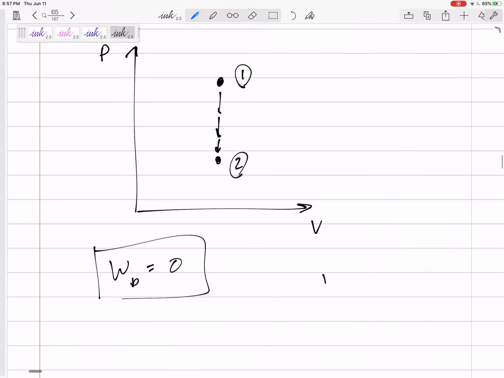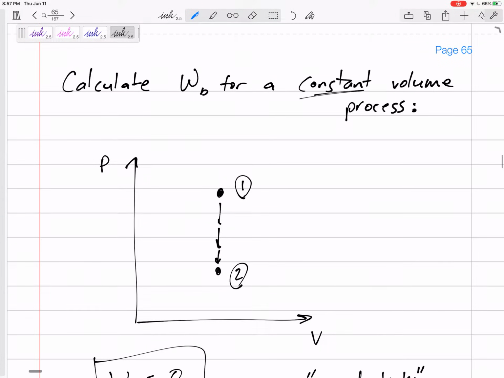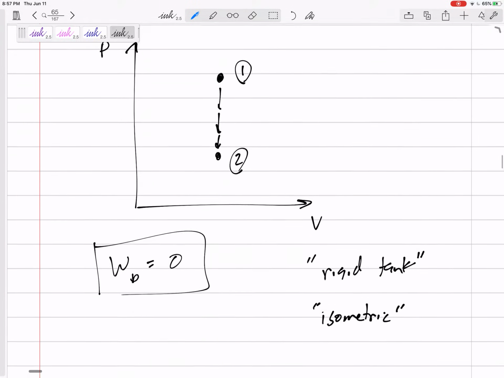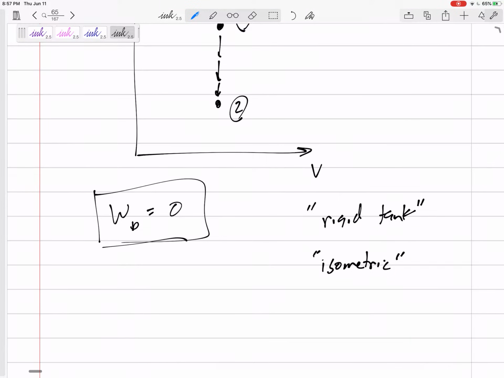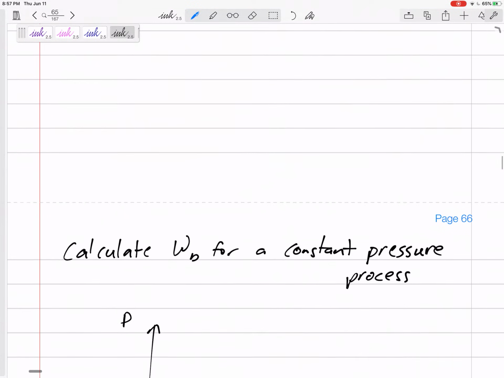So if you see something like a rigid tank, if its initial volume is 1.5 cubic meters and its final volume is 1.5 cubic meters, then there is no boundary work. Don't have to calculate it. If something is isometric, or if it just says it's a constant volume process, then there's no boundary work. We just proved that boundary work equals 0 for a constant volume process.